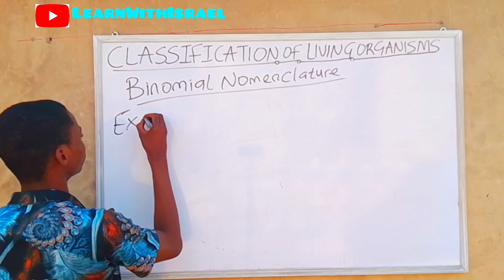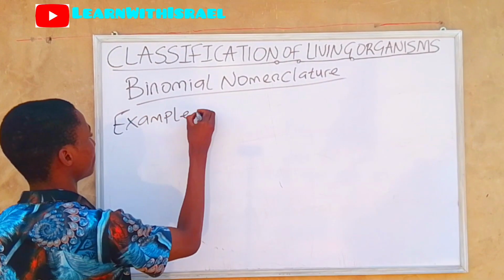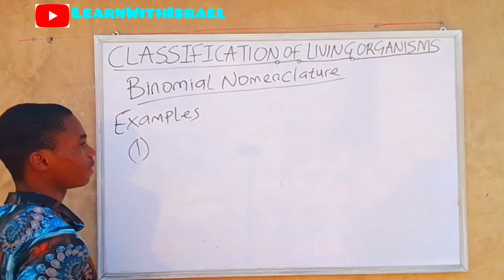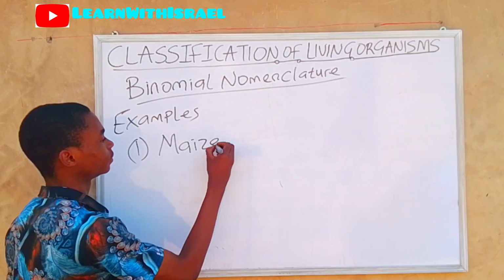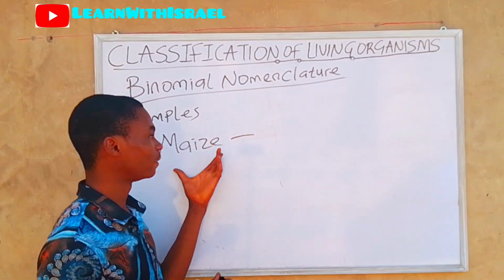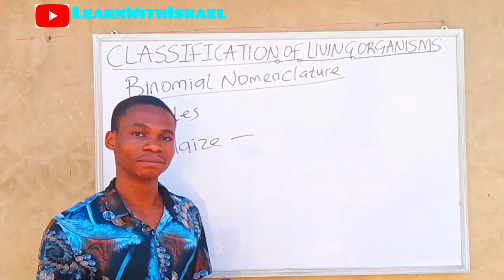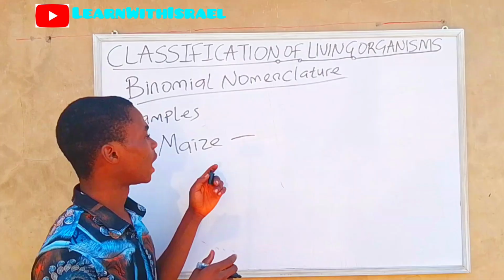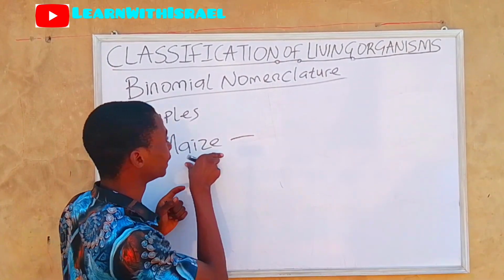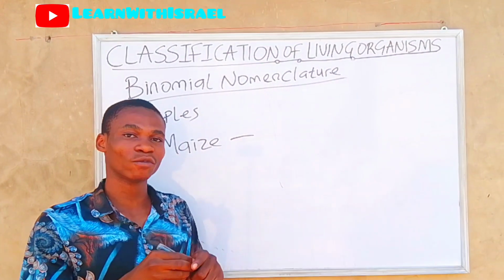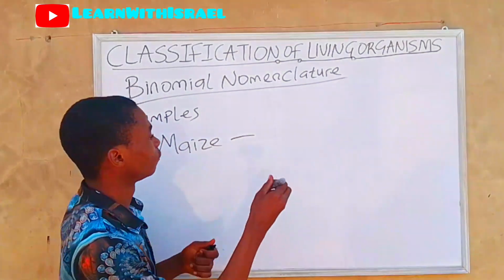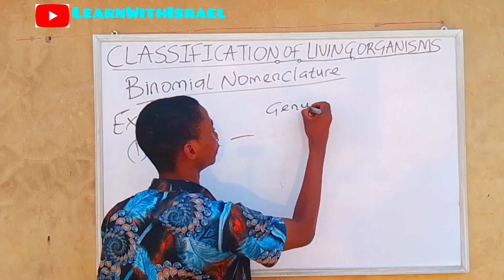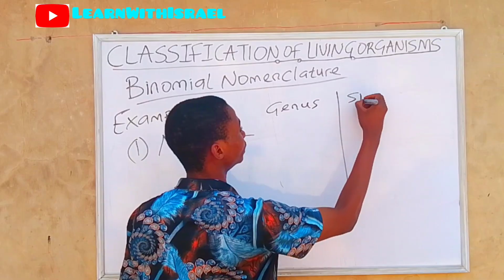Examples. One, we have maize. I hope you know that maize is a plant and it's a living organism. So now let's name maize. Let's write out the Latin words. Maize consists of two Latin words from genus and species.